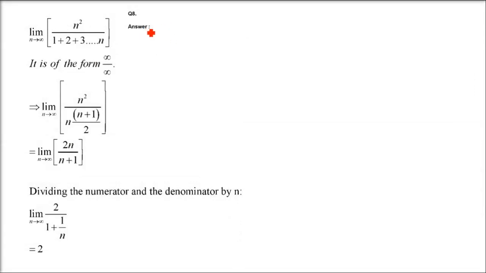So question number 8 here. If you see this question number 8, n square by 1 plus 2 plus 3 dot dot n. So here is a proper limit. Proper limit with a series. Okay. So if you put infinity, it will be infinite by infinite. When we see this denominator, it's a series. Actually, it's an AP series, arithmetic progression, and we know the solution of this.